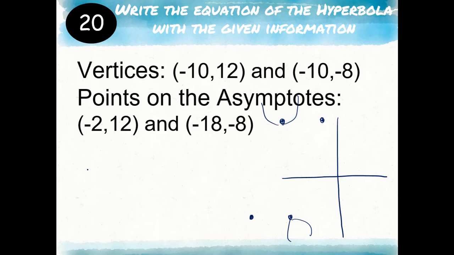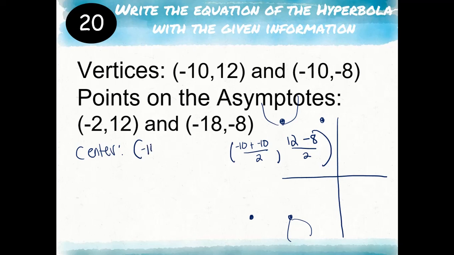Right? We need the center. So I need to know what is the middle of these vertices points. Well, or in this case, what's the center of these asymptotes? I could use my midpoint formula. So I'm going to do a quick negative 10 plus negative 10 over 2, comma, 12 plus negative 8 divided by 2. Negative 10, so my center is at negative 10, comma, 12 minus 8 is 4, divided by 2 is 2. So negative 10, 2 is my center.